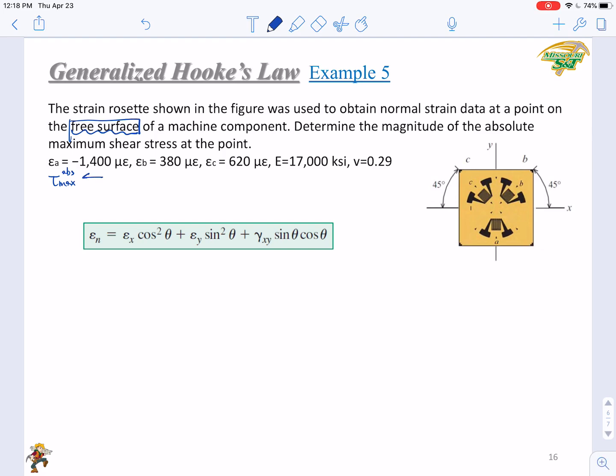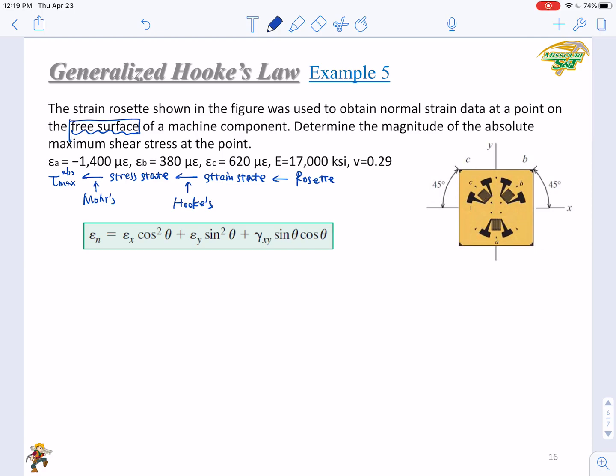So how to find it? We need to define the stress states. If we know the stress state, you can analyze the tau max using the Mohr circle. The Mohr circle, right? But how can we get the stress state? Okay, we can get the stress state from the strain state. Here we will need to use Hooke's law. And how can we determine the strain state? Okay, what has been provided here is the results of the strain rosette.